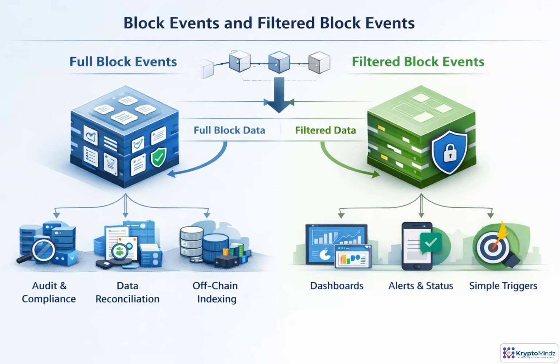When an application listens for committed blocks, it can receive either the full block or a filtered version. Full block events include transaction details, validation results, and metadata, making them valuable for audits, reconciliation, and off-chain indexing. Filtered block events are lighter and reveal less sensitive data, so they fit dashboards, status alerts, and simple triggers. The practical rule is to choose the smallest event stream that supports the business need.